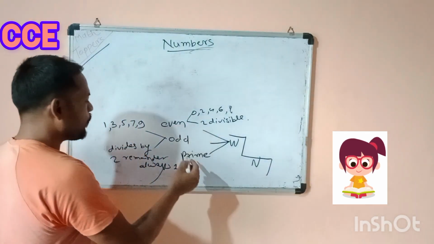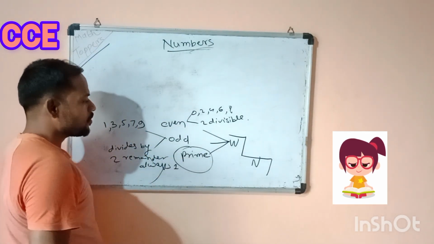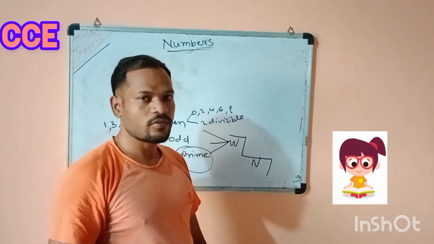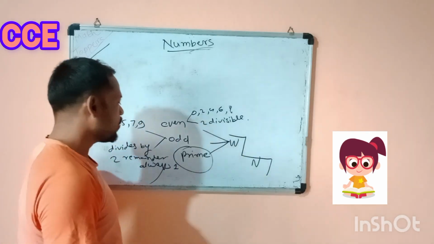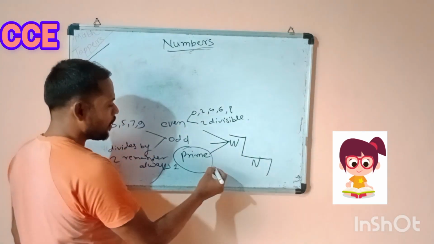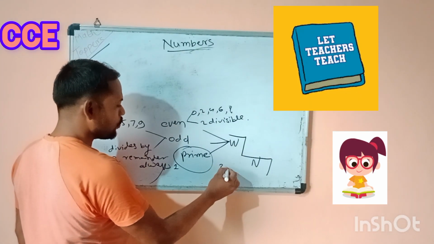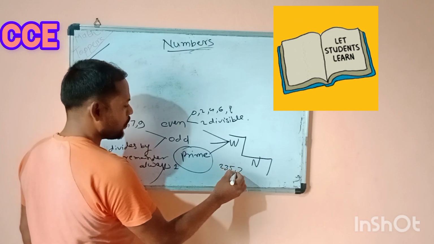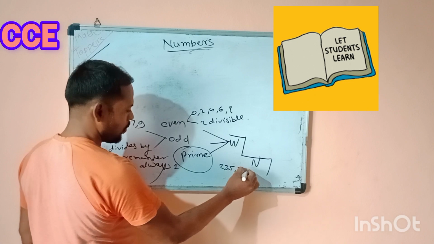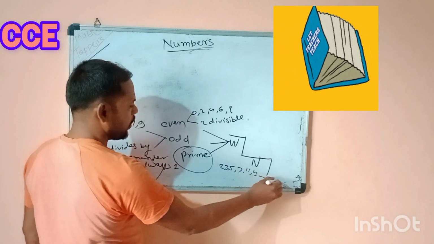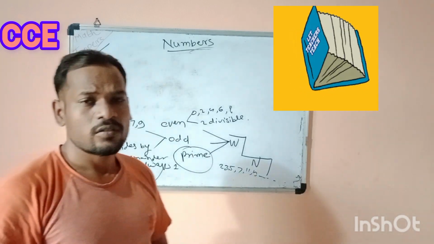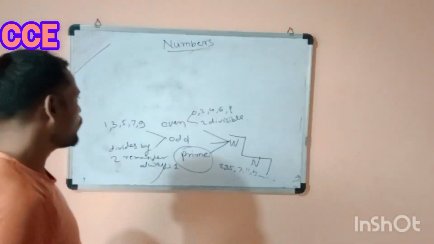Now what is a prime number? A prime number means a number which is divisible only by itself and 1. That number is called a prime number. Examples are 2, 3, 5, 7, 11, 13, etc. We also discussed some tricks on how to identify prime numbers with 3 digits, 4 digits.